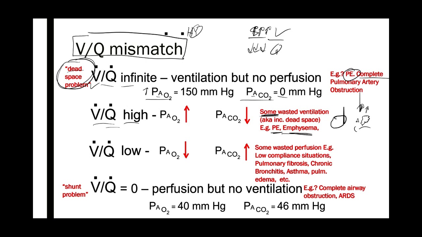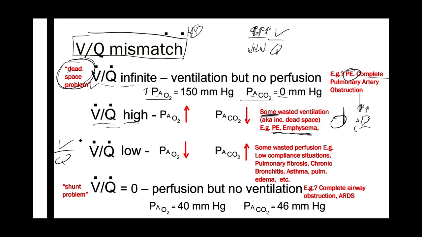Now, in a situation where VQ is lower than normal, you've got to switch your thinking here. V over Q. If it's lower, that means the numerator has to be decreasing and/or the denominator has to be increasing. So you're going to have wasted perfusion. The blood flow to the lung is going to be okay, but it's going to be passing on by without ever giving up its CO2 to the lungs and without ever getting more oxygen from the lungs. So wasted perfusion.